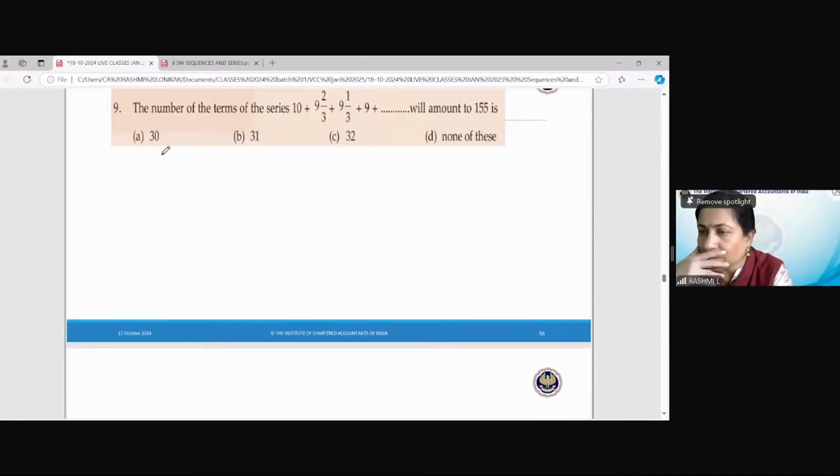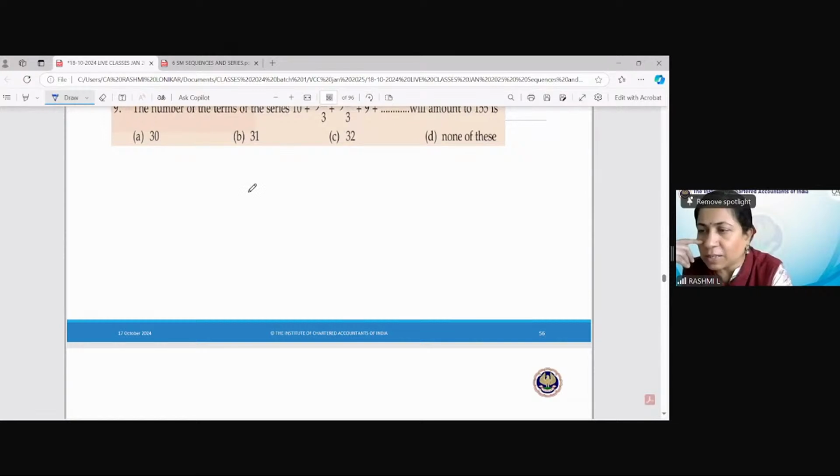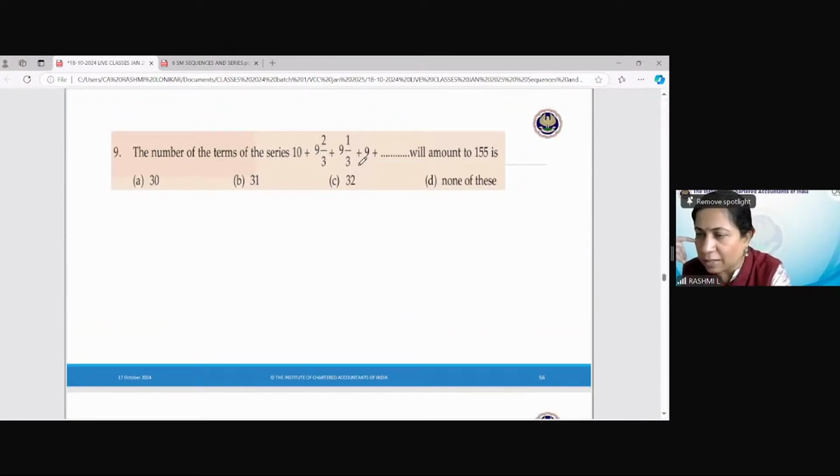Now we are doing this. The number of terms of the series 10, 9 2 by 3, 9 1 by 3 that will amount to 155 is. Okay, so here they give you the sum and you have to find the number of terms.